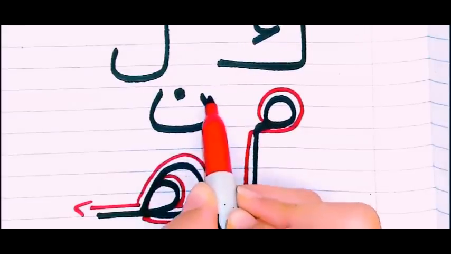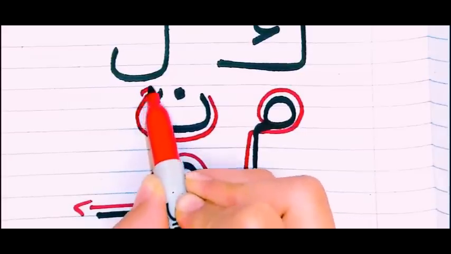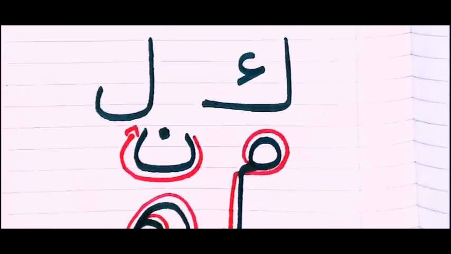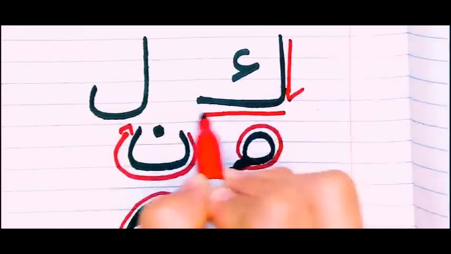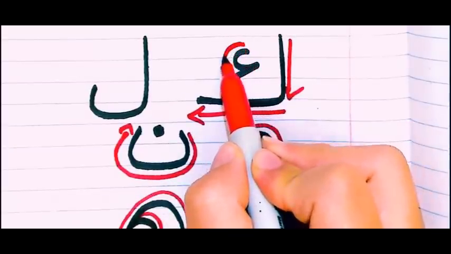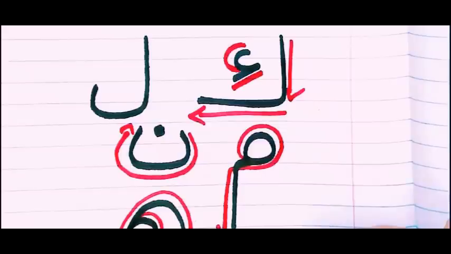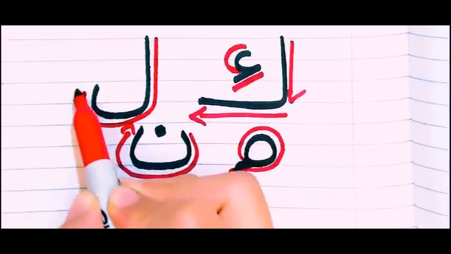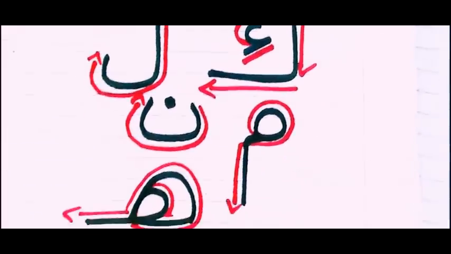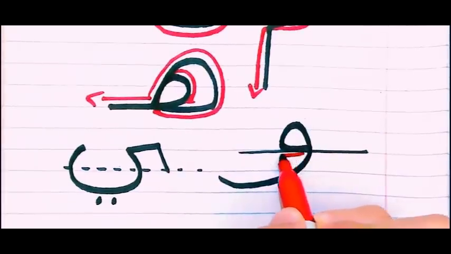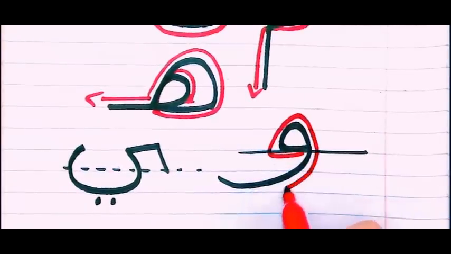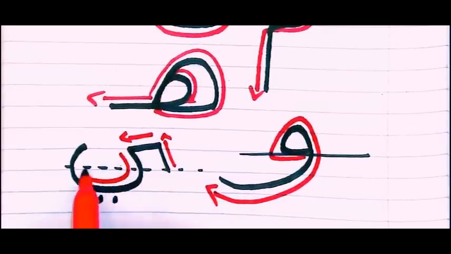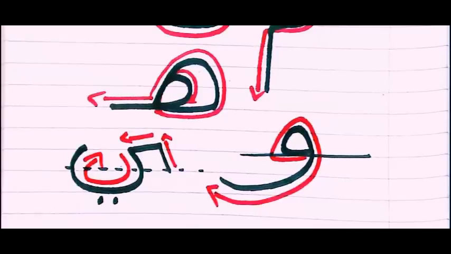Noon, in one line, and then the dot. And then kaf, straight, straight, and then the hamza. Same hamza that you put on the alif. Lam. There we go. And then the wow. And yeh, 1, 2, and 3 with the 2 dots.